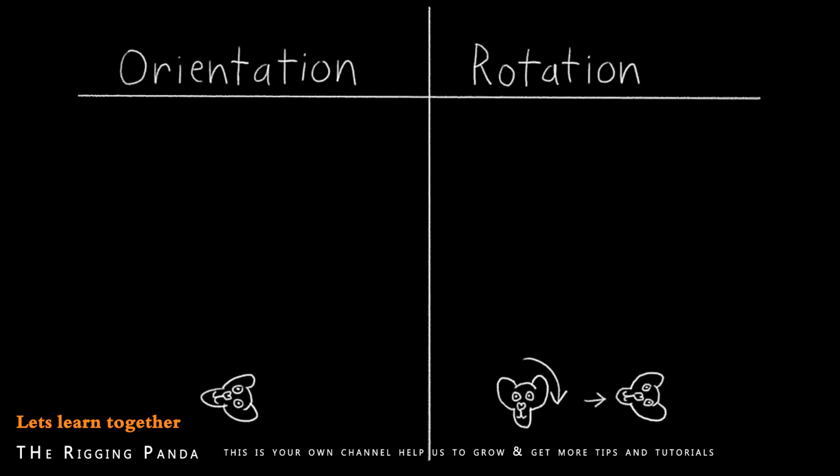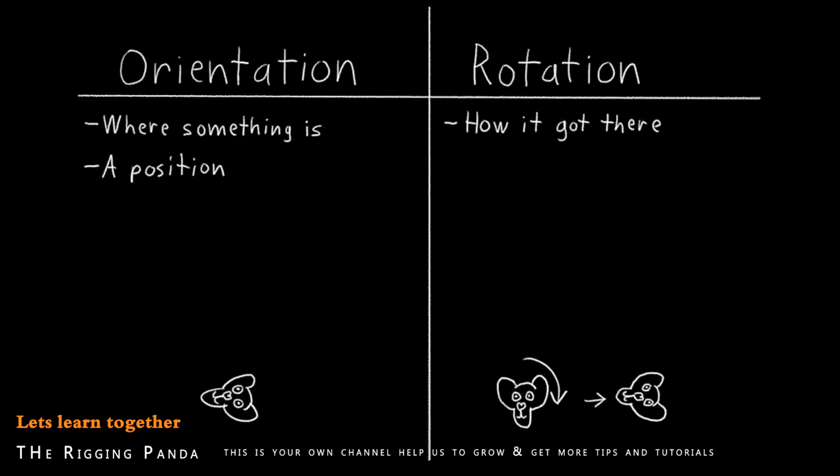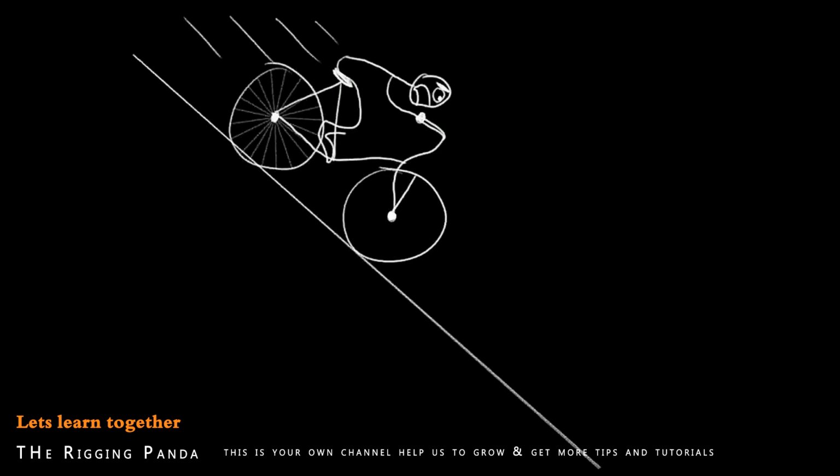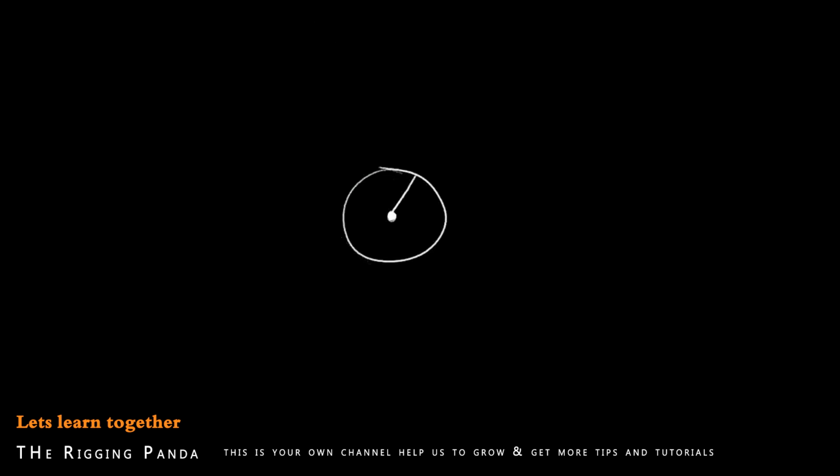In short, orientation is where something is, and rotation is how it got there. Or in other words, orientation is a position, and rotation is a change in position. Hopefully that's fairly intuitive right off the bat, but I'm going to give some examples to help illustrate. Imagine we have a wheel with only one spoke. It's not a wheel you would want in your bicycle, to be sure, but it's useful for this demo.